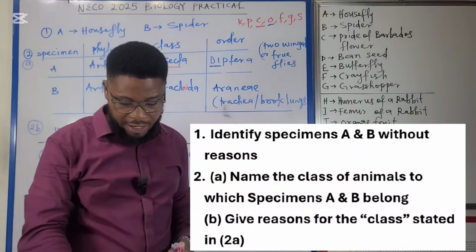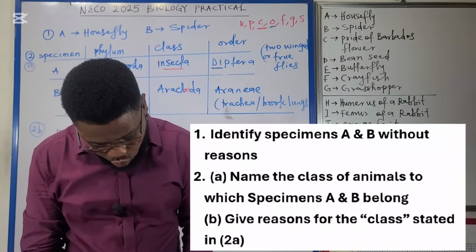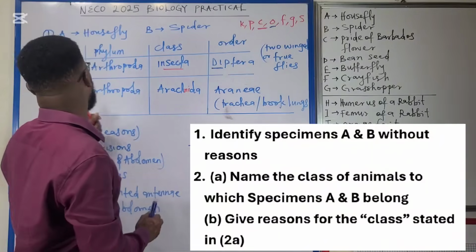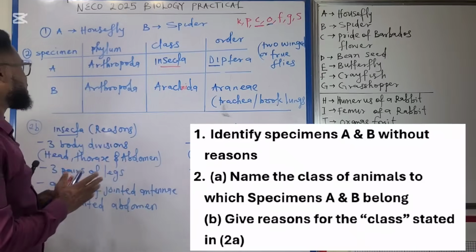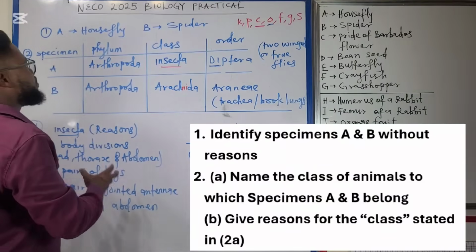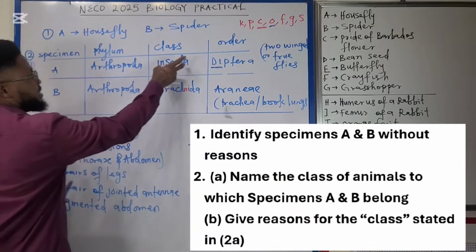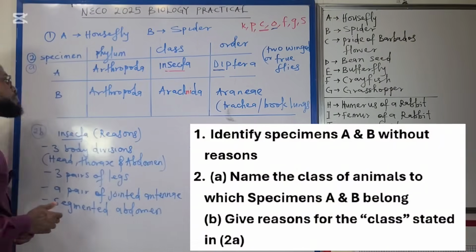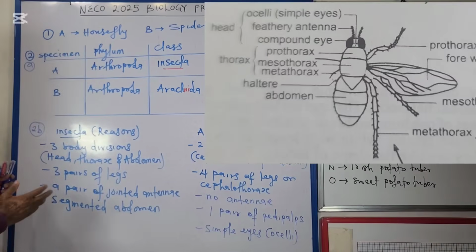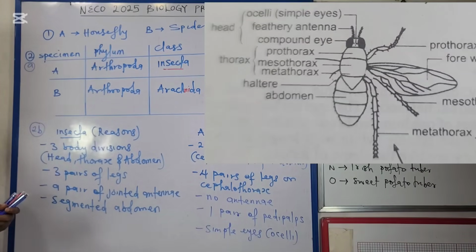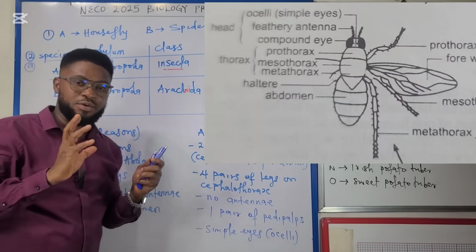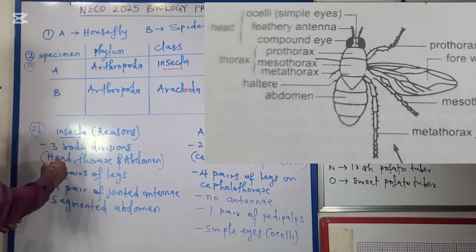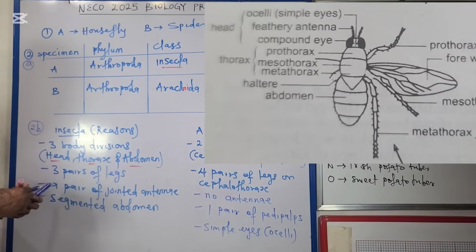Moving on to the next question, that's 2B. We should give reasons for the class stated in 2A. So the question is this: why are we putting specimen A into the class Insecta, and why are we putting specimen B into the class Arachnida? The reason we are putting the housefly into the class Insecta is because it has three body divisions, as you can see in the diagram on your screen. The body is divided into head, thorax, and then abdomen, three body parts.